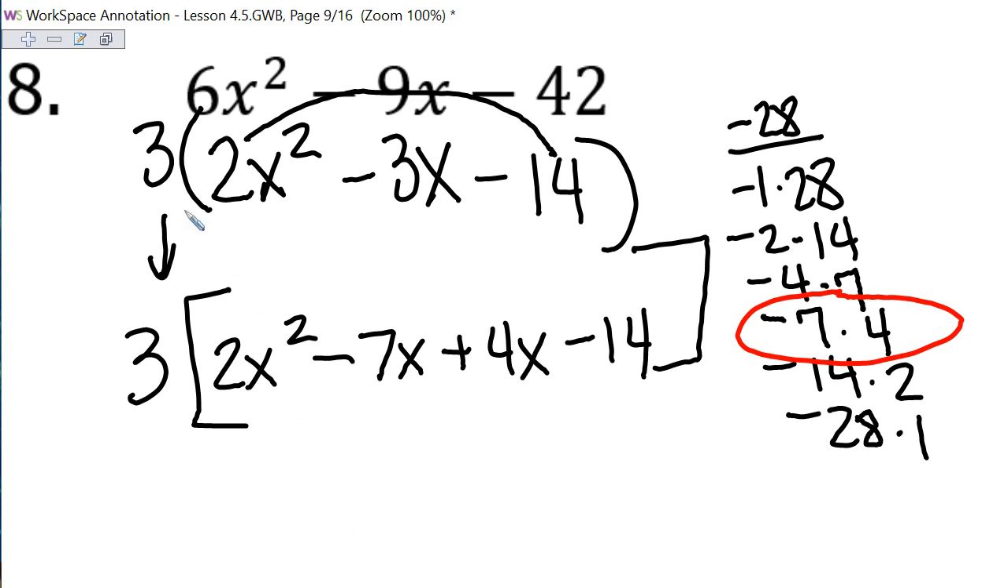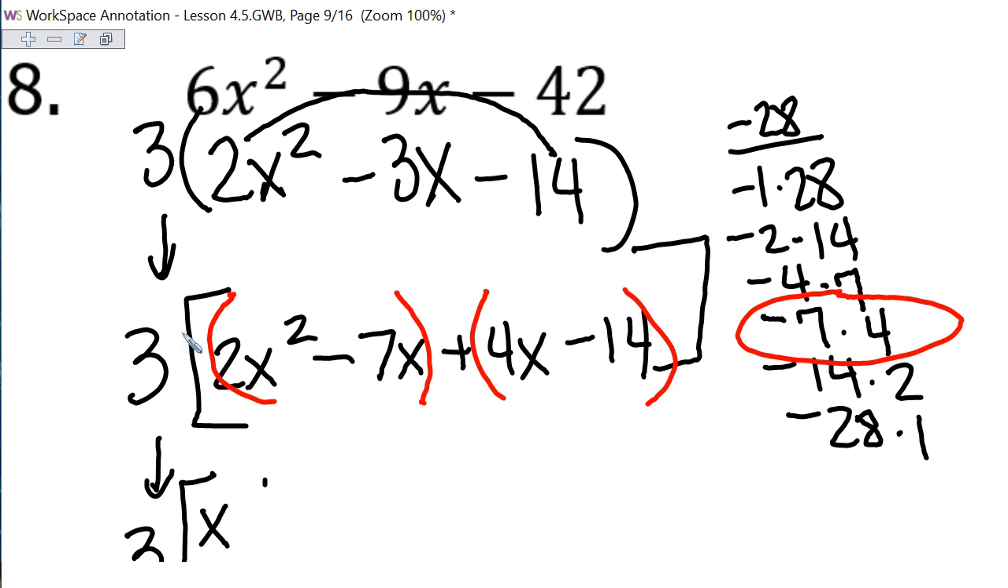Once you have the 4 terms, that's right, group them. So group the first 2, group the last 2. So that's why I use those square brackets for the 4 terms, so I wouldn't have parentheses and parentheses and get confused. So drop down the 3. After you group them, you need to take the GCF from each group. So looking at this first group, what's the GCF? X. What goes in the parentheses? 2x minus 7. Looking at the second group, what's the GCF?